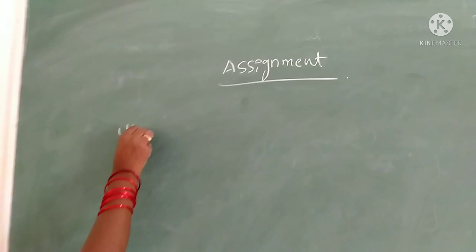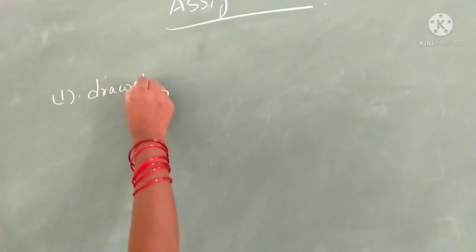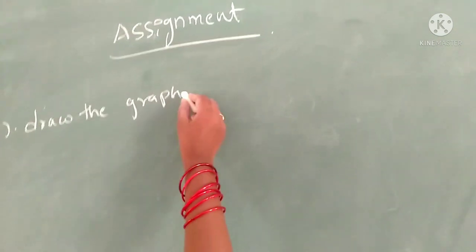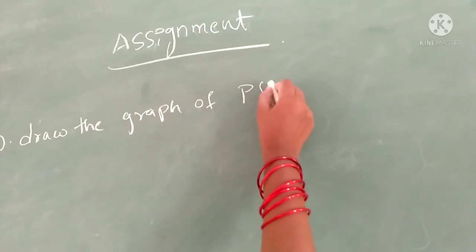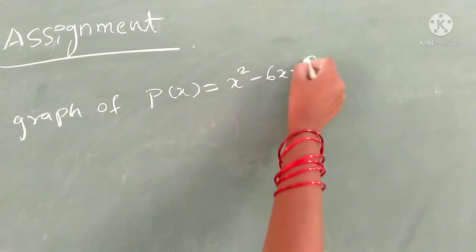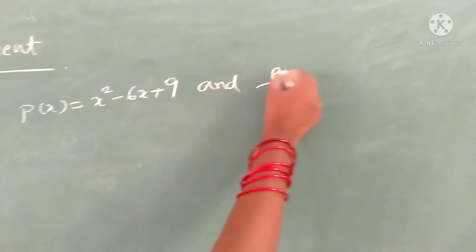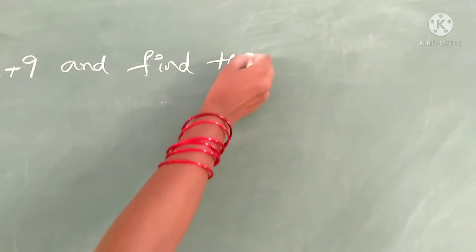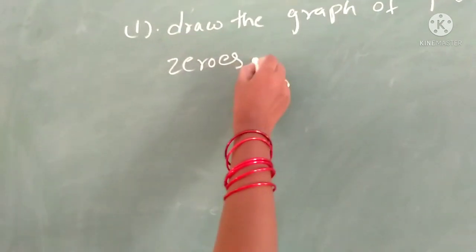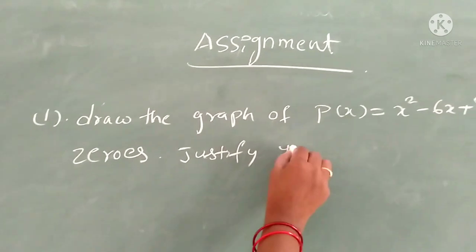First one, draw the graph of p of x equal to x square minus 6x plus 9 and find the zeros. Justify your answer.